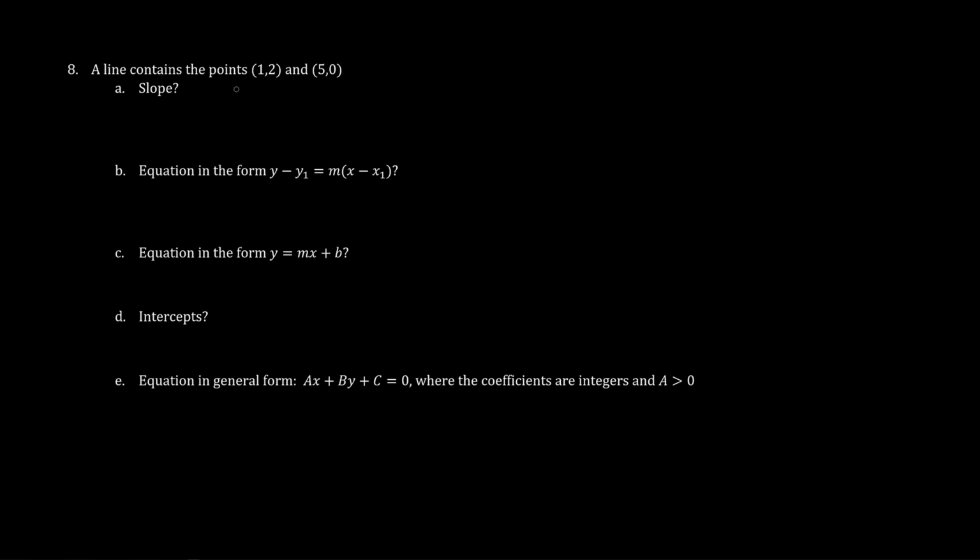A line contains points (1, 2) and (5, 0). What's the slope? The slope is rise over run. Why don't we try subtracting 0 minus 2 this way, and then 5 minus 1. Rise over run. So we have negative 2 over 4, which is negative 1/2.